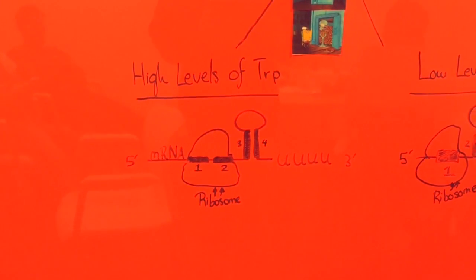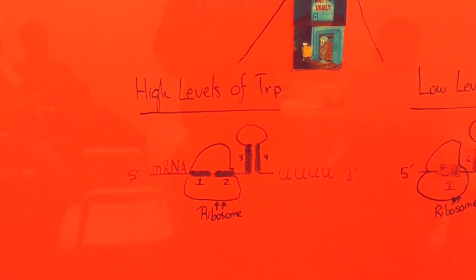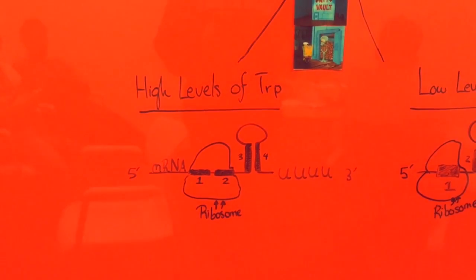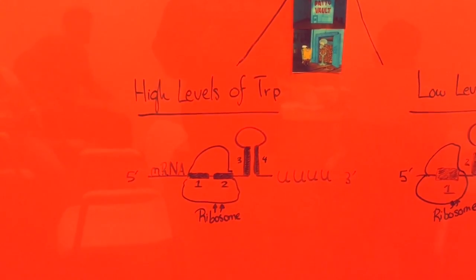If tryptophan levels are high, the ribosome will not be stalled at region 1 because tryptophan codons are present. So, translation will continue until a stop codon for the TRPL gene is reached, where it experiences the normal pause that occurs during termination of translation.